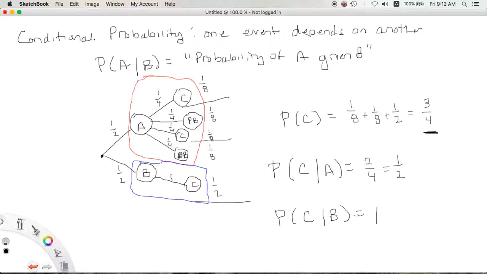So when you look at these different things where you're selecting multiple things, you've got to pay attention to whether you're given information that you picked something first, or whether you don't know which you've picked first.